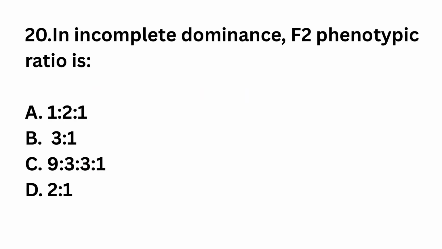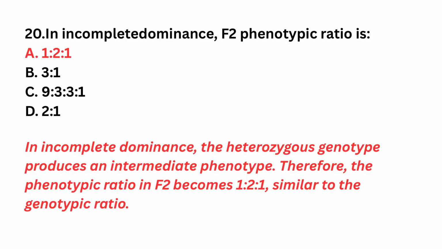Question number 20. In incomplete dominance, F2 phenotypic ratio is: 1:2:1, 3:1, 9:3:3:1, 2:1. The right answer is option A, 1:2:1. In incomplete dominance, the heterozygous genotype produces an intermediate phenotype. Therefore, the phenotypic ratio in F2 becomes 1:2:1, similar to the genotypic ratio.